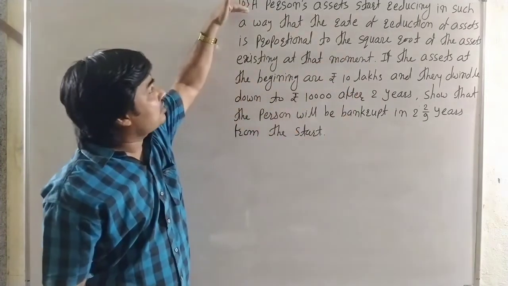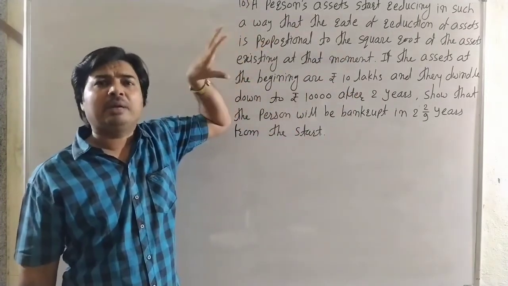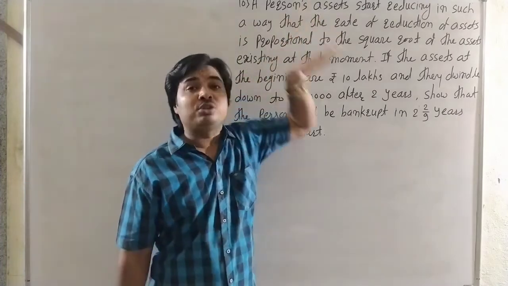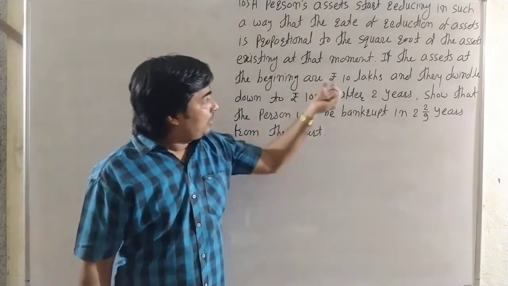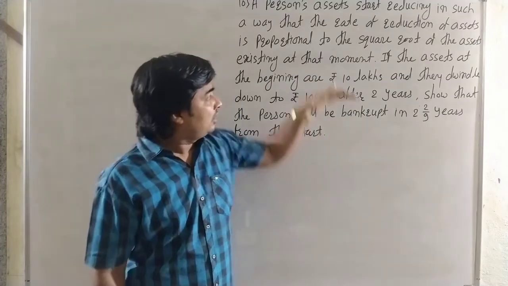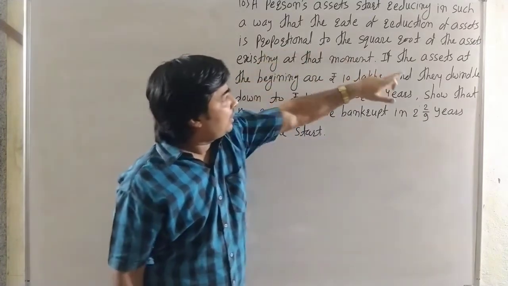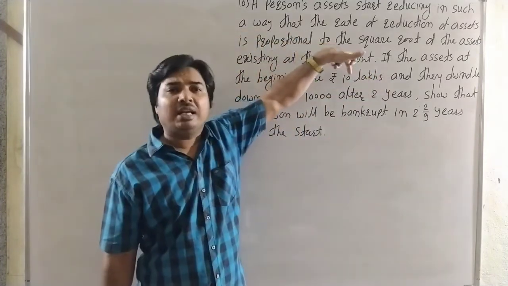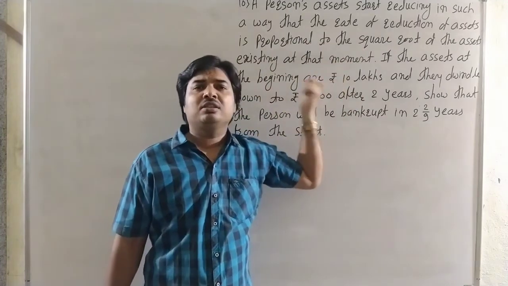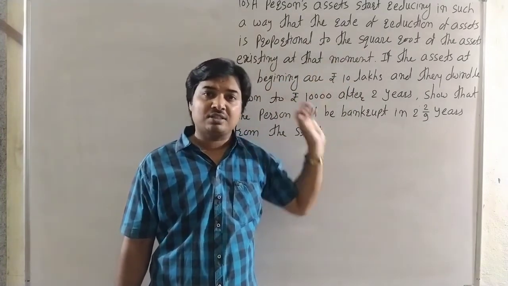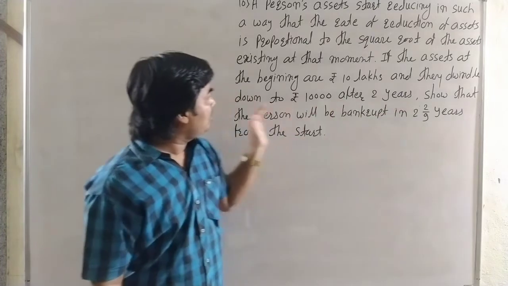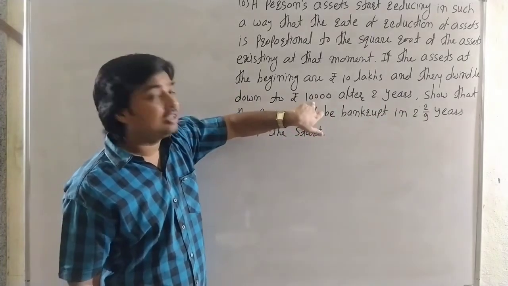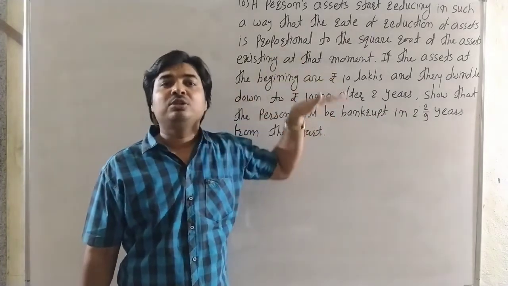Here a person's assets, that is its property, bank balance, is reducing. Its bank balance is reducing. Here the condition it is, if assets in the beginning is 10 lakh, that means its bank balance is 10 lakhs in the starting, and after 2 years it becomes 10,000 only, that means it is reducing.